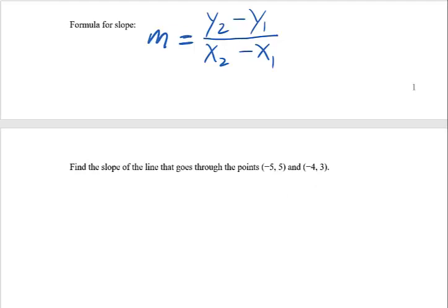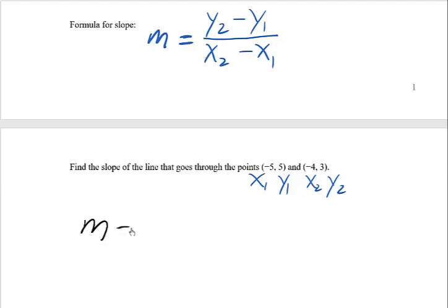Now, just to keep things simple, since this one is written first, I think I'll think of it as my first point, which makes this my first x and this my first y, right? It's always x comma y. And then this will be my second x followed by my second y. Well, I just need to plug those 4 numbers into my slope formula.